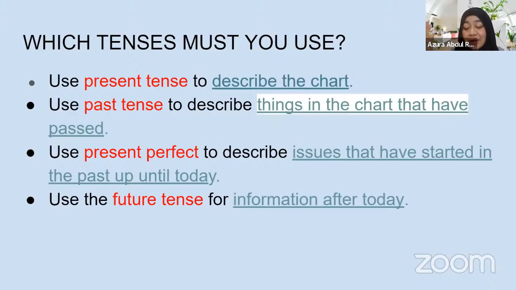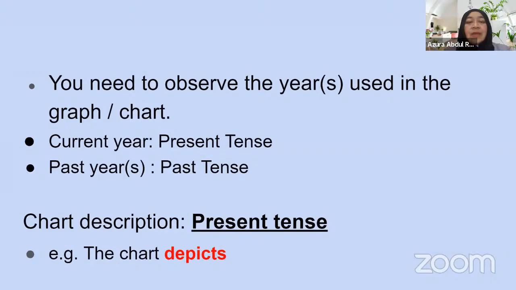Sometimes in a graph, you will see that it does not end in 2022, it ends in 2025. There is a forecast. You have to be able to look into the future somehow. So when you have that, you are going to use the future tense. You have to make sure that you really observe the year or years used in the graph or the chart. So for the current year, 2022, you put the present tense. For past years, you put the past tense.